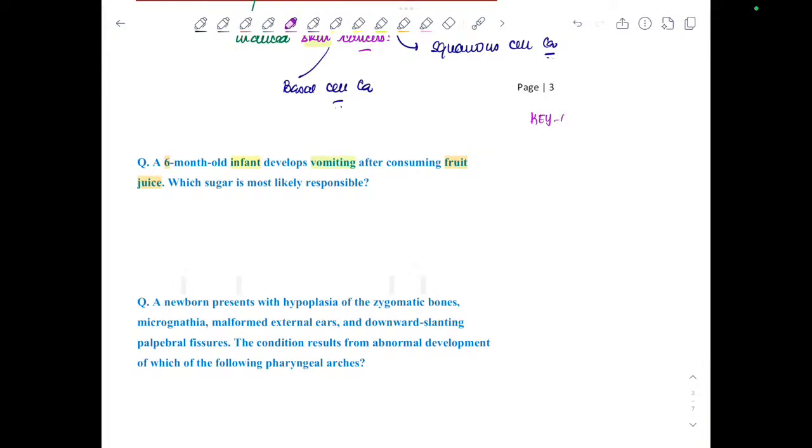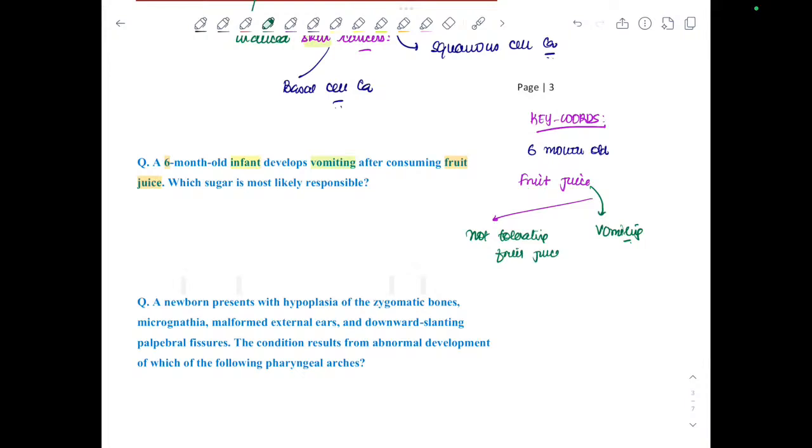Now, let us take the keywords first, because there are very good keywords given in this question, and this will help you in remembering the answer for long. So 6-month-old, number 1. Then the infant has taken fruit juice, and after that he developed vomiting. So it means the child is not tolerating fruit juice. Clear? And in fruit juice there is fructose. So it means the infant is not tolerating fructose, and this condition is known as hereditary fructose intolerance.